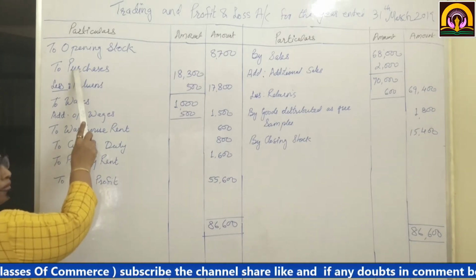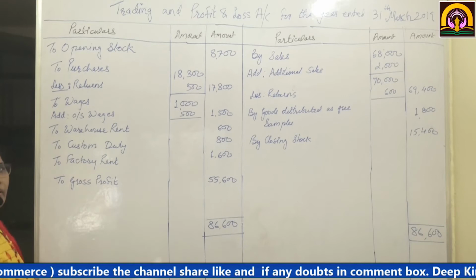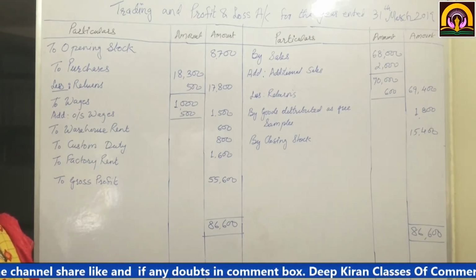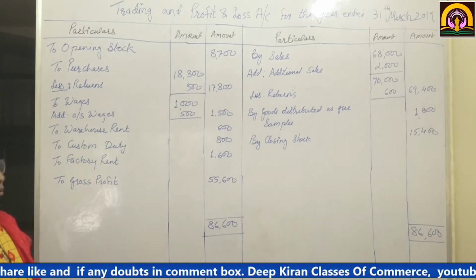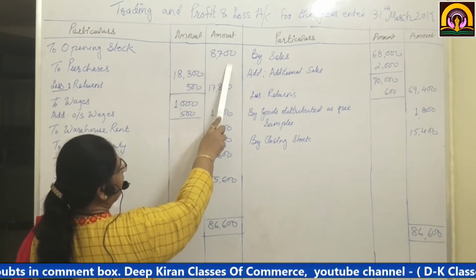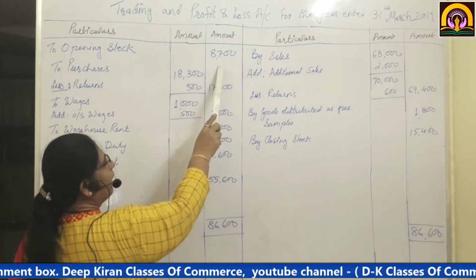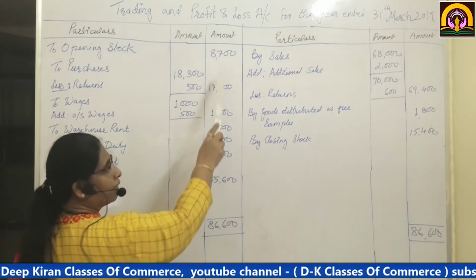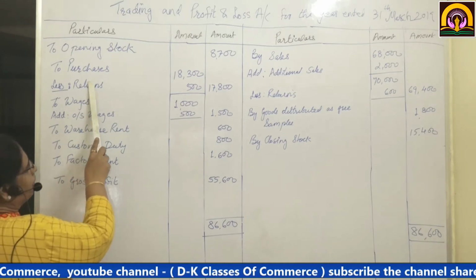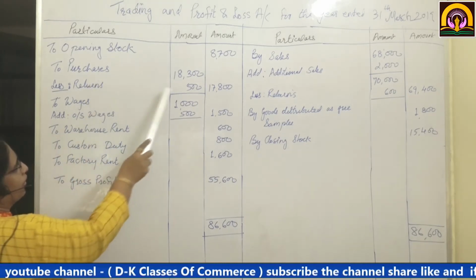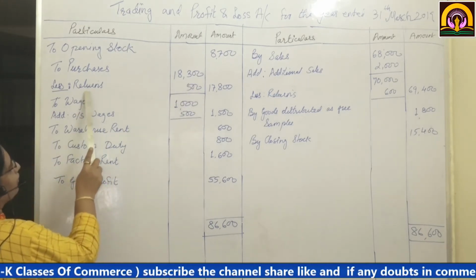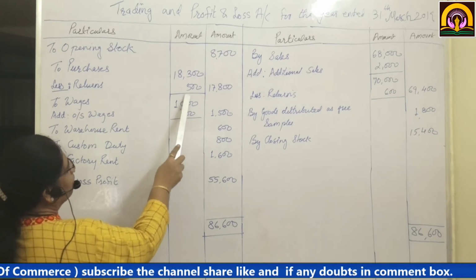See, the first item we are going to write in the trading account is the opening stock, which the date is given as 1/4/2018. So to opening stock, how much is it? 8,700. I have written it in the outer side, because it never contains any adjustment. To purchases. Now purchases has purchase written, so I have written it in the inner side, 18,300. Less returns 500.